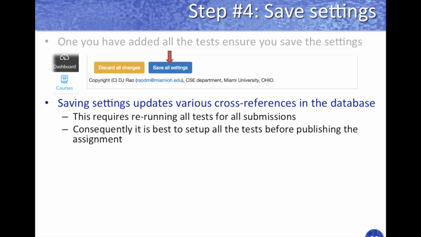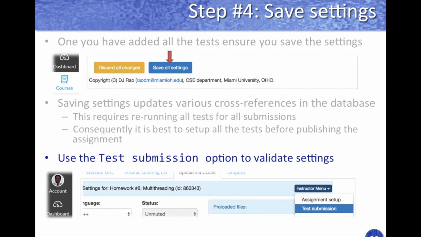Nevertheless, it is best to set up all of these test cases and test to make sure they are set up correctly before publishing the assignment for use by students. In order to test cases, you can use the test submission option to validate these settings. This test submission option from the instructor menu will let you make a test submission, and it'll go through the process as if a student has submitted the solution, and you'll be able to go through all of the steps and ensure that the test cases are operating correctly and the outputs, at least from your reference solution, are being generated correctly and are matching the expected outputs that you have set up for the different test cases.